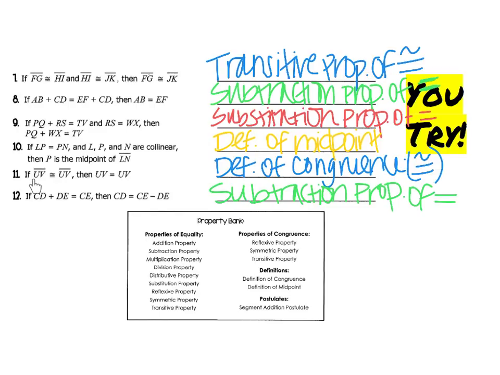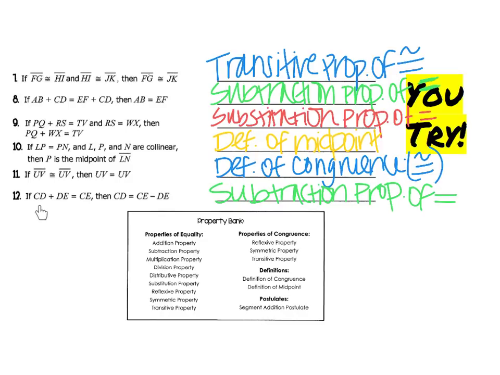Number 11, if segment UV is congruent to segment UV, then the measure of UV is equal to the measure of UV. So we're going from segments are congruent to their measures are equal. Anytime we go from congruent to equal or equal to congruent, our reason is definition of congruence. All right, and you can say definition of congruent symbol. I would accept that as an answer. All right, we like to use shorthand and write symbols. All right, it just has to be the correct symbols. And I have to be able to read it.